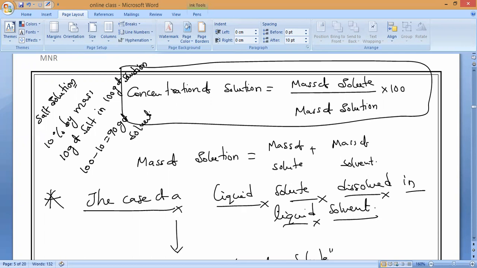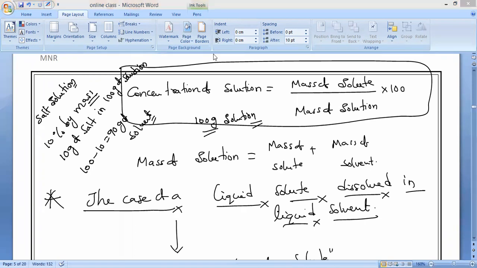Is it yes, Mr. Harish? Have you done or not? Yes, sir. So 10% by mass means if you have taken 100 grams of solution, then how many grams of solute will be there? Mr. Kaushik, Gokul, 10 grams of solute will be present.